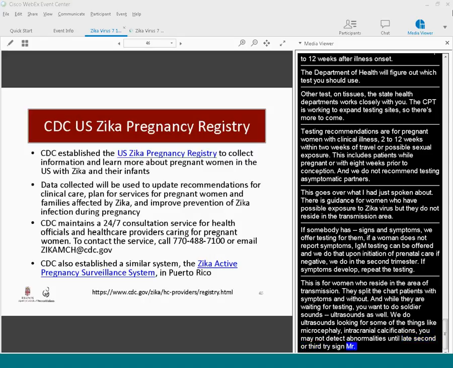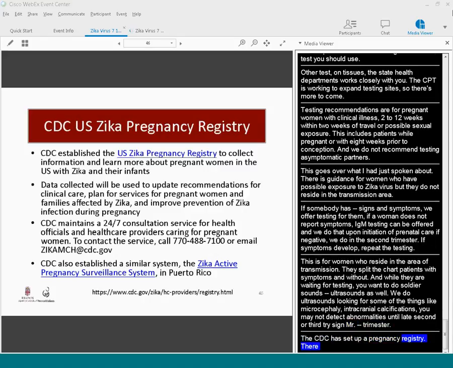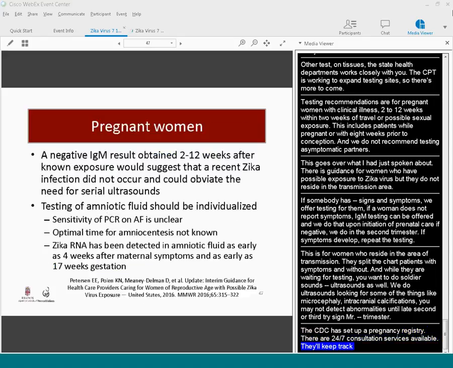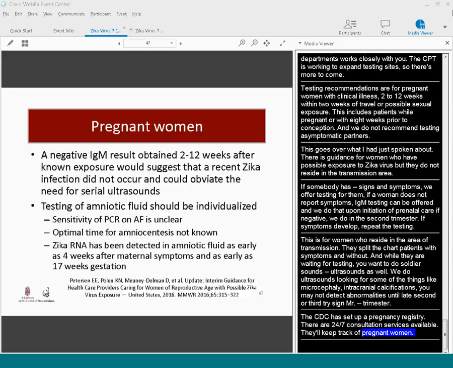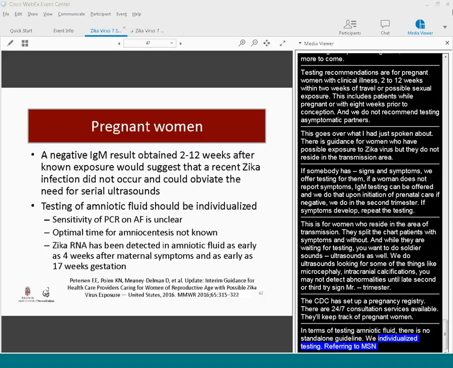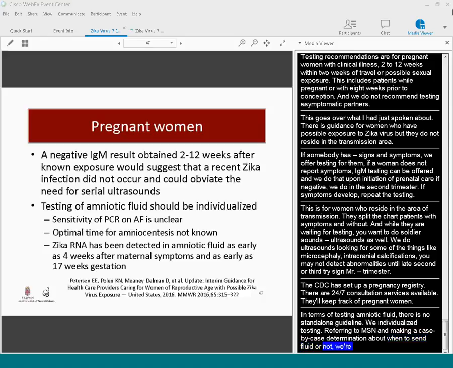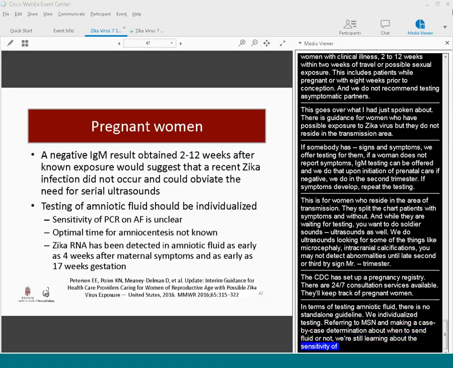Briefly, the CDC has set up a Zika virus pregnancy registry, so there's a 24/7 consultation service, and the numbers are there. They're going to be keeping track of pregnant women with Zika virus, so we can hopefully learn more about our pregnant patients in the U.S. In terms of testing amniotic fluid, there's no standalone guideline. We are really individualizing testing for women, so referring to MFM and making a case-by-case determination about when to send amniotic fluid. We're still learning about the sensitivity of PCR in amniotic fluid. The optimal timing for amnio is not known at this point, so we're individualizing that decision.